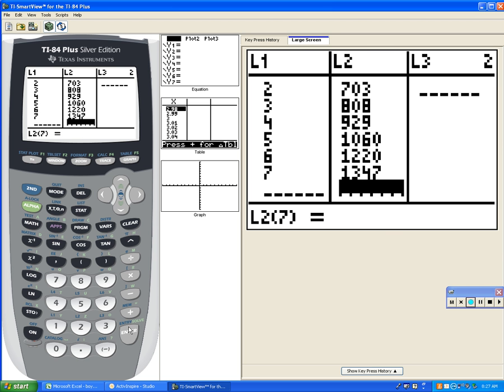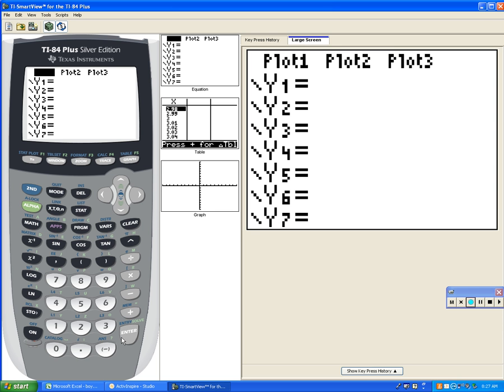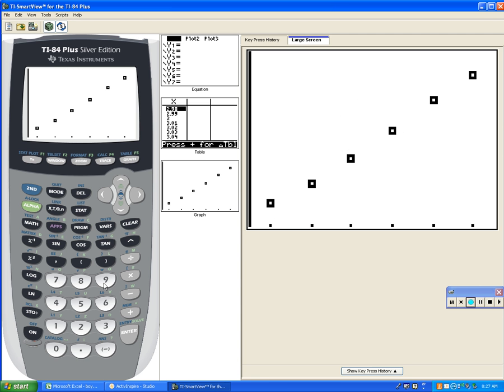Okay, so you got all your stuff in L1 and L2. It says produce a scatter plot. So we did this yesterday. Make sure that your plot is on. You go zoom 9, and there's your scatter plot. What does that look like? What kind of a function would best model that data? Linear. Okay, so it says find the linear regression equation.